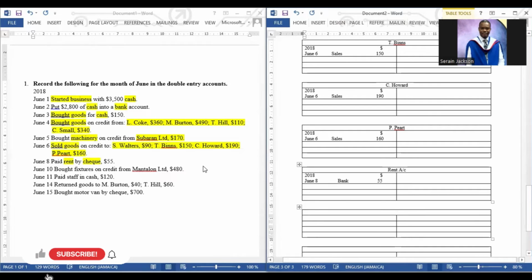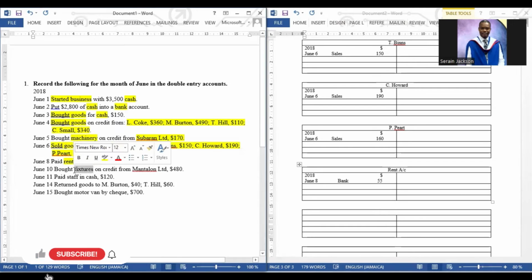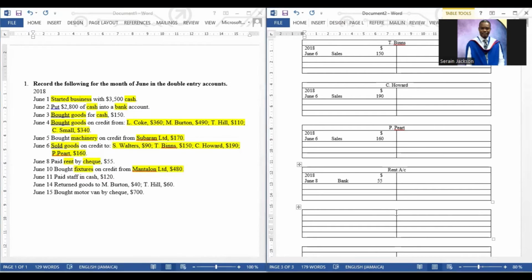Good. So now we move on to the next one, bought fixtures. Now this one is similar to June 5. So bought fixtures. Fixtures is a fixed asset, and you're buying it on credit. So you write the name of the creditor, right? Matalan Limited. Those are the two accounts. We don't have a fixtures account, so we write it up. Fixtures.